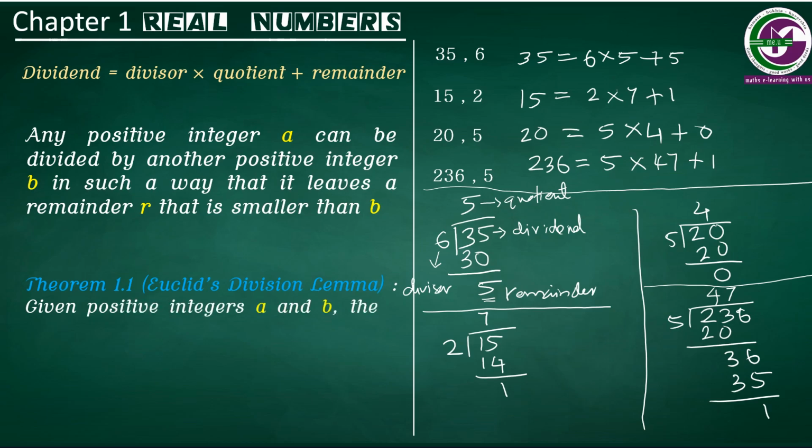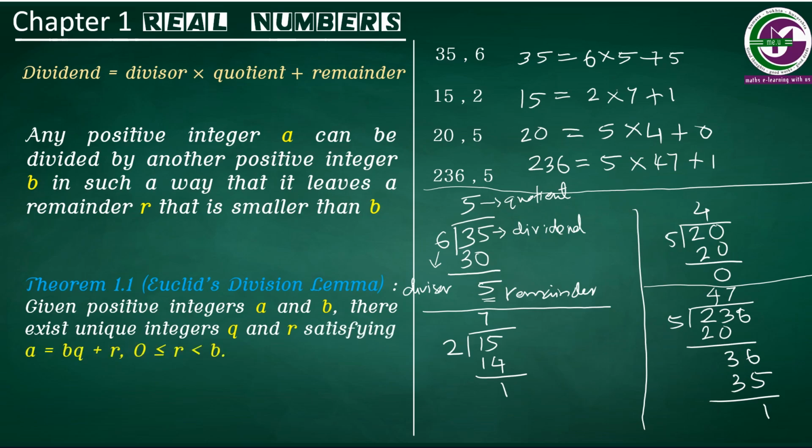Given positive integers a and b, so if two numbers are given, there exist unique integers q and r. You can find two integers q and r, unique. Why the word unique? Because if you are solving for 35 and 6, everyone will get the q as 5 and the remainder r as 5. So it will be the same for all. You won't get different answers for different students. So for all the students, all the people, the answer will be the same. So that is, they are unique integers.